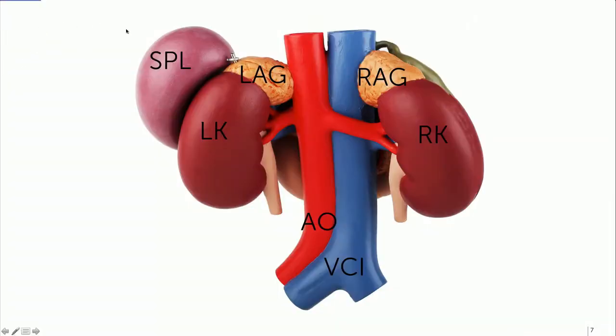Now let's take a look at the kidneys from the dorsal side. Here we can see how close the kidneys are situated to the big vessels, the aorta over here and the IVC on the right side. We can clearly see the ureter forming out of the renal pelvis on the left side and on the right side, and we can also display the spleen near the left kidney over here.